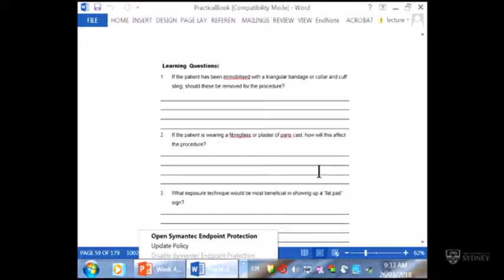Now this is to make sure you are listening. If the patient has been immobilised, should these be removed? You should know the answer to that by now. Remove nothing medically until you check.